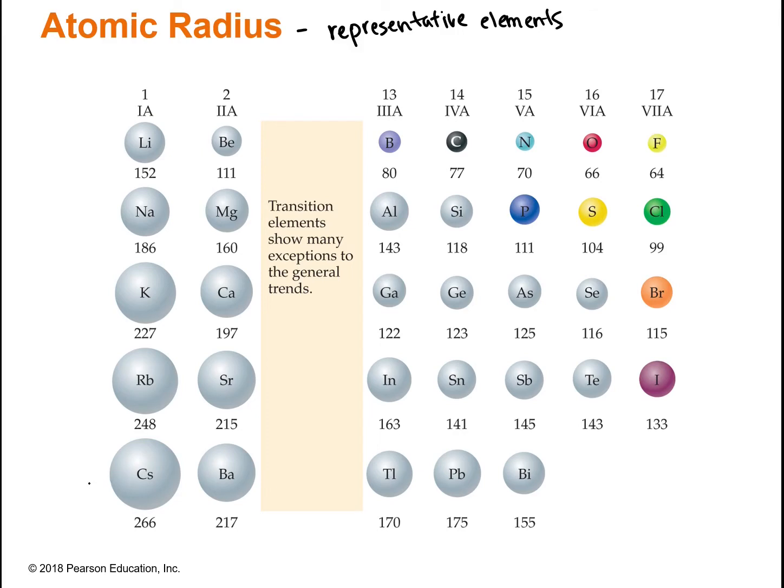This cesium atom is much bigger than lithium. But, let me do a different color here. If you compare lithium to fluorine, lithium is bigger. So it's all relative. Does that make sense? We're talking about relative sizes.